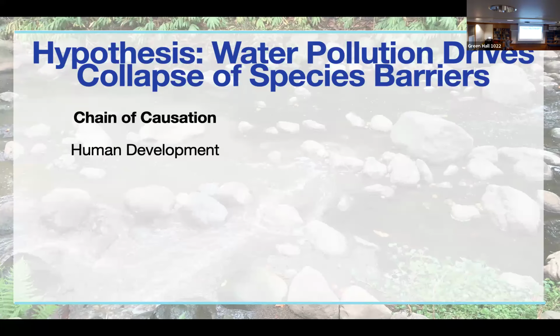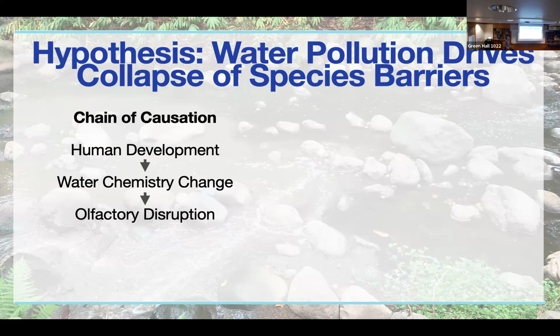And I tested this chain of causation that you can imagine starting with, all right, there are more humans in the area. If we believe that humans are causing the hybridization, then we would hypothesize that there are more humans in the places where we see hybridization. Those humans cause a change in the environment of the fish, which I'm going to quantify through water chemistry, that then disrupts the olfactory systems of the fish, which we believe is more important for between species discrimination, rather than visual being more important for within species discrimination.